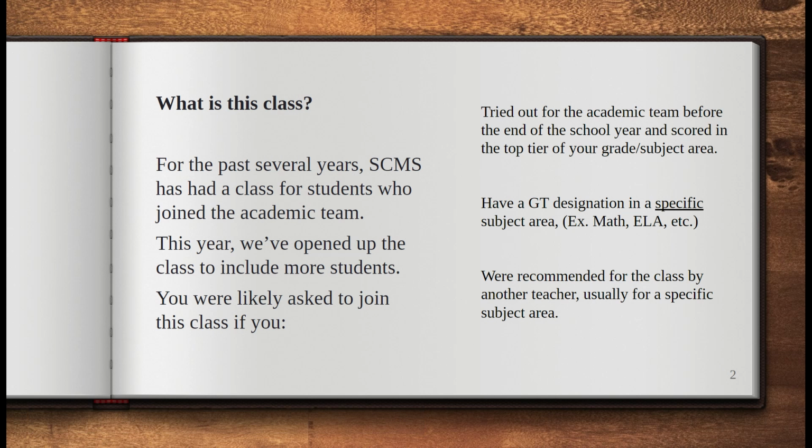For the past several years, SCMS has had a class for students who join the academic team. This year, we've opened up the class to include more students. I believe right now there's about 60 in this class, and we'll probably add somewhere around 10 more as the school year goes on. You were likely asked to join this class if you tried out for the academic team before the end of the school year last year and scored in the top tier of your grade or subject area. So maybe you took a test in language arts and you were in the top 2 of the 7th grade. Well, we added you to this class because of that.